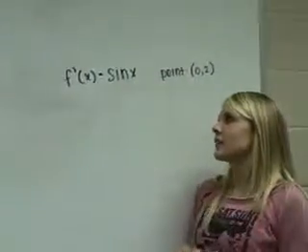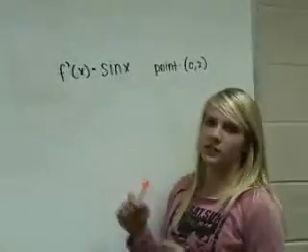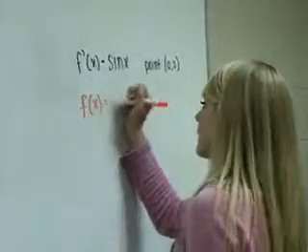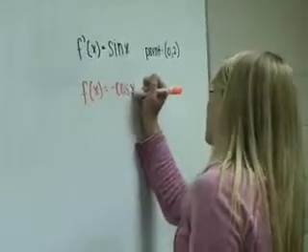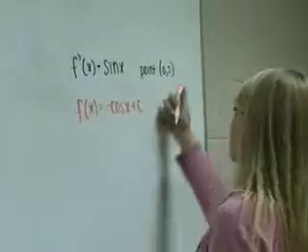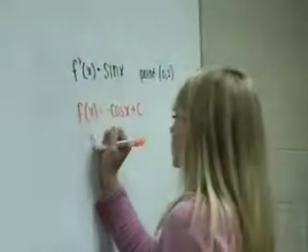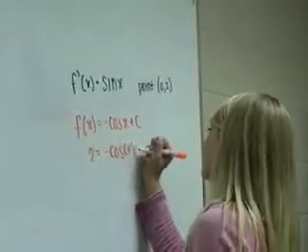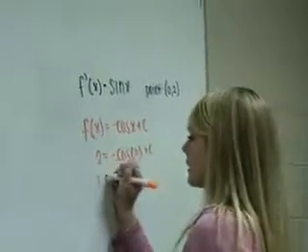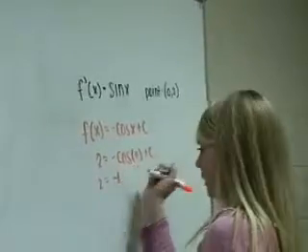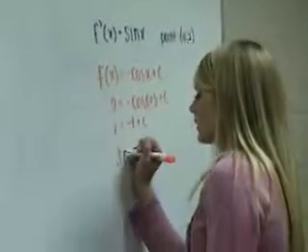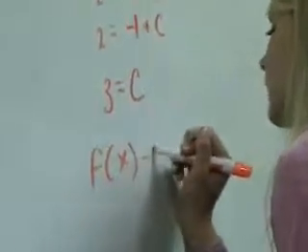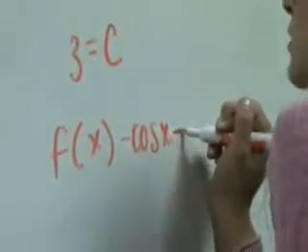Next we're going to find the antiderivative of this function and solve for c using the point 0,2. So you know that the antiderivative of sine is negative cosine of x. And then you have to remember to put your plus c. So now you take this point and you plug it in. So 2 equals negative cosine of 0 plus c. So then the negative cosine of 0 is negative 1 plus c, and 3 equals c. So your final function is negative cosine of x plus 3.